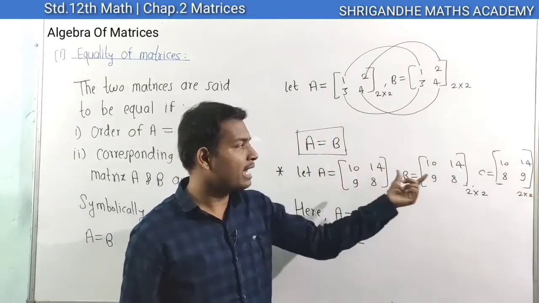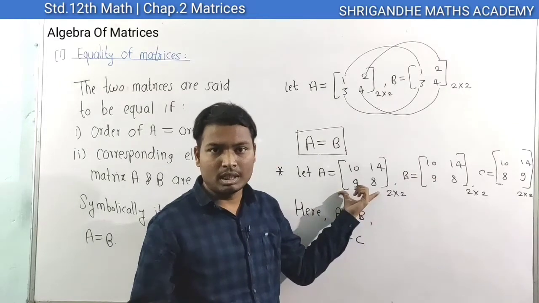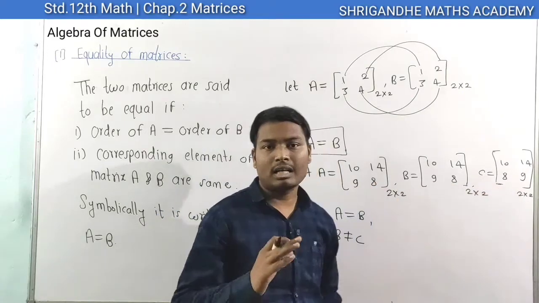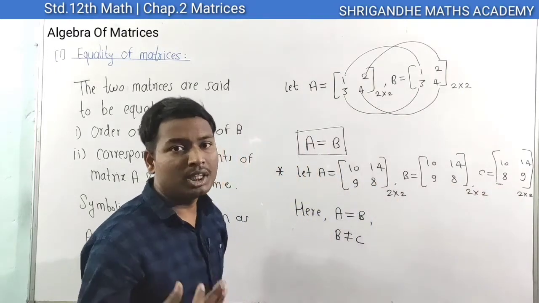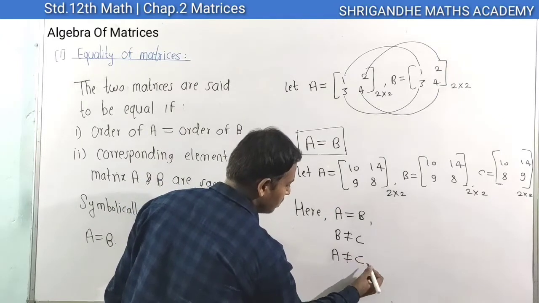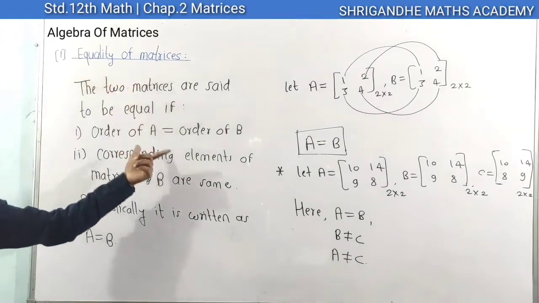Also, in matrix A and matrix C, the second row corresponding entries are different. Therefore, here also these matrices A and C are not equal matrices. They are unequal matrices. Therefore, we write here also A is not equal to C. This is all about the equality of two matrices.